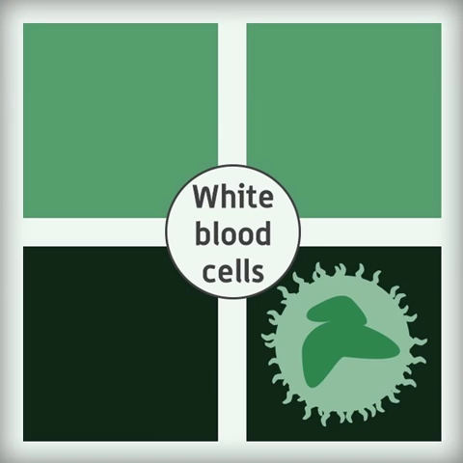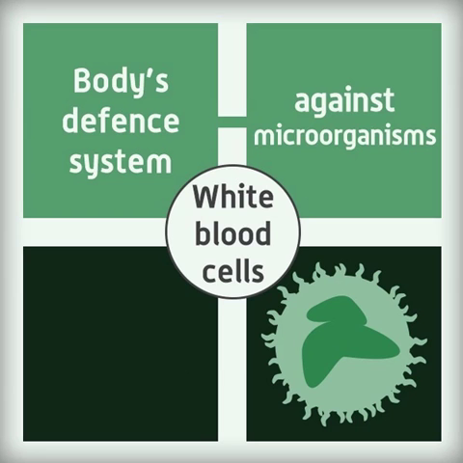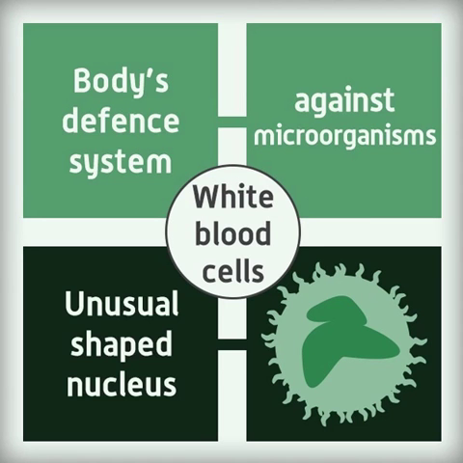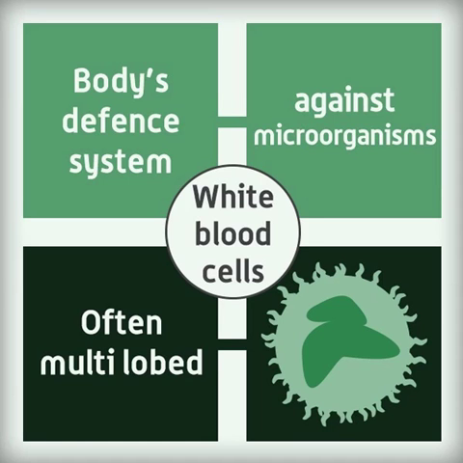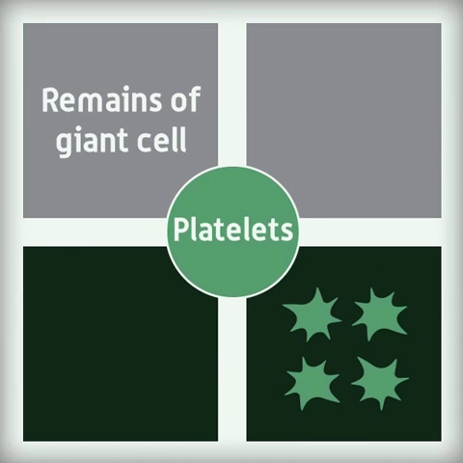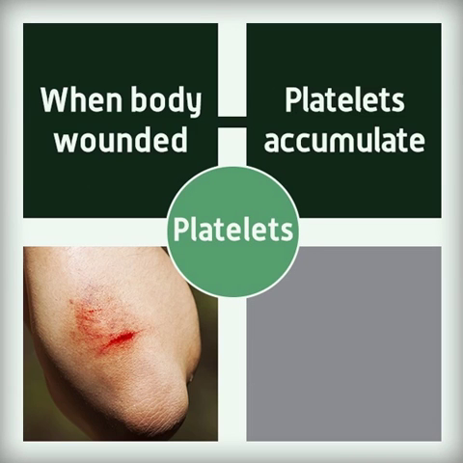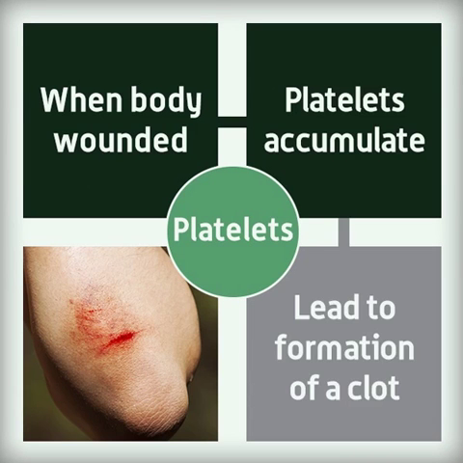White blood cells are a group of cells that form the body's defence system against microorganisms. They do have a nucleus, but it's generally an unusual shape, often appearing as if it contains more than one nucleus. This is because the nucleus is often multi-lobed. Platelets are the remains of a giant cell formed in the bone marrow called a megakaryocyte. They have no nucleus and are involved in the blood clotting process. When the body is wounded, platelets accumulate and lead to the formation of a clot.